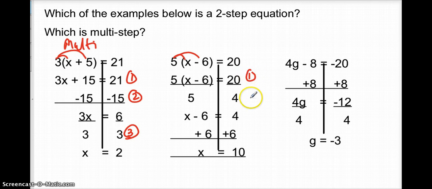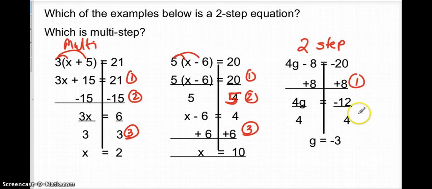The second one is also multi-step. Again, distributive property. Step 1. This should be dividing by 5. Step 2. Then you add 6. Step 3, in order to get your solution, your answer down here at the bottom. The last one here is simply a two-step. Add 8 on both sides, divide by 4, and you make it to your answer. So we're going to be focusing on equations more like the first two, where it requires more than just 2 steps to get the solution.